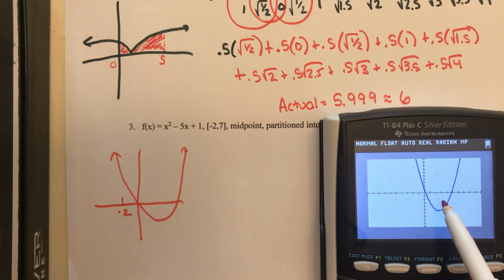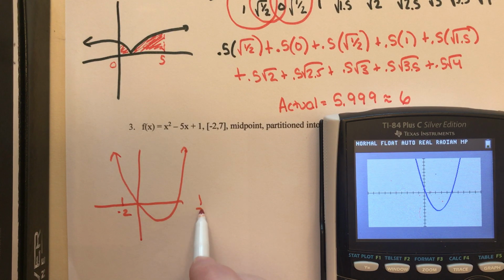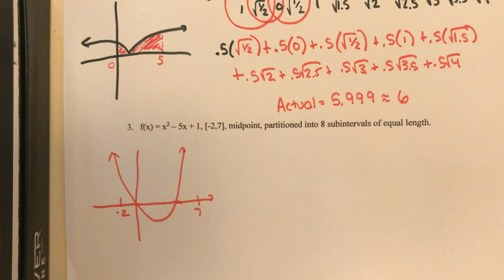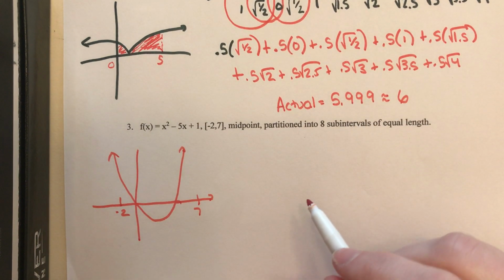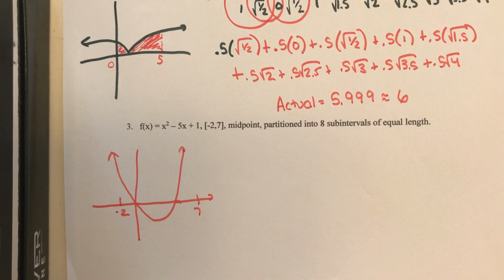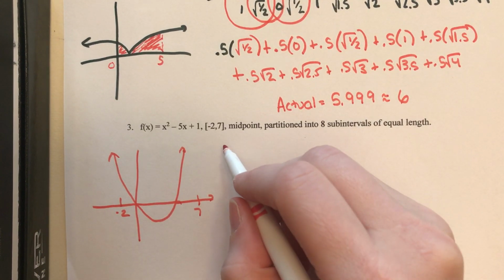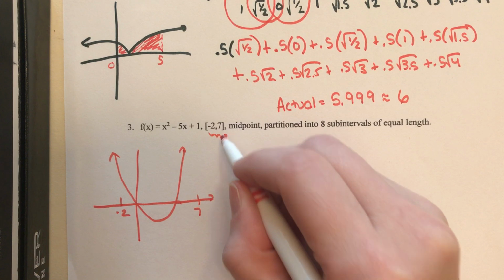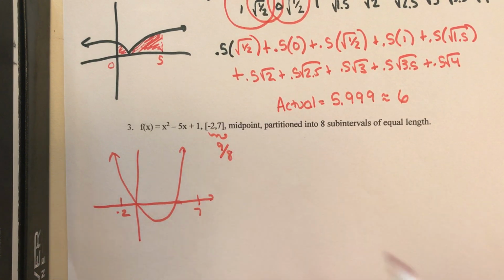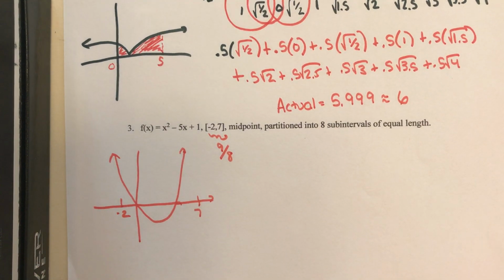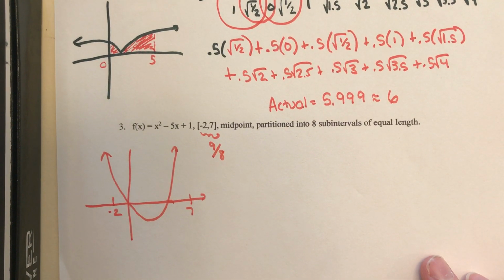-2 and 7's way over here. Okay, so we want 8 subintervals. So if we're going from -2 to 7, that's 9. And I'm going to divide that by 8. That gives us our subintervals. And then we need a midpoint.